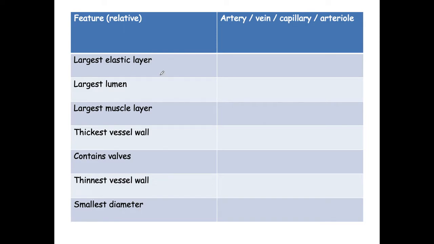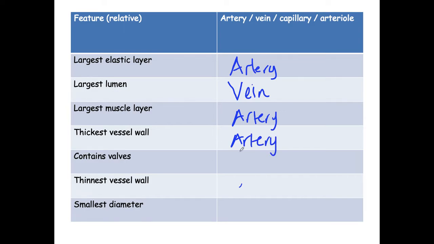Right, so let's see if we can do this little activity. The feature, so it's relative, it has the largest elastic layer. This is going to be the artery. The largest lumen, which is the hole in the middle, is the vein. The largest muscle layer is actually the artery. They have the thickest walls. The thickest vessel wall is the artery, and the aorta is the biggest artery of them all.